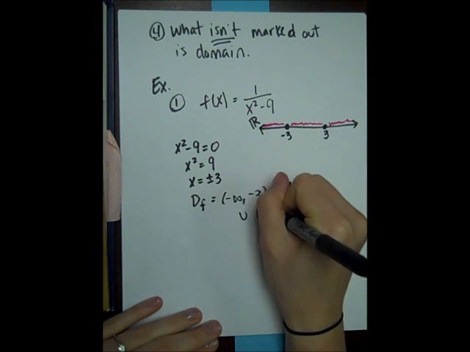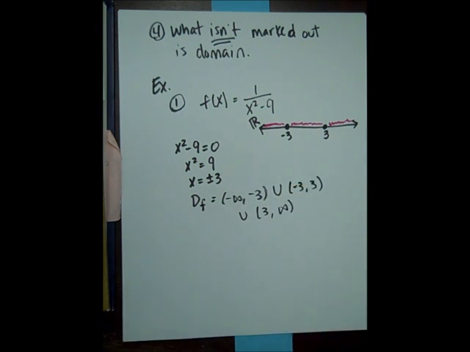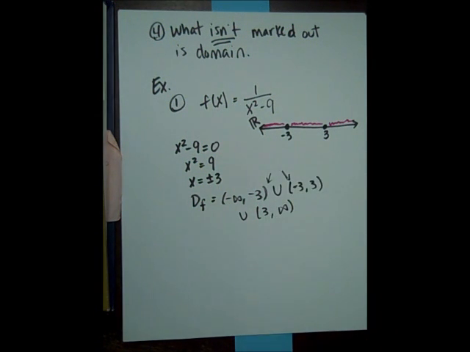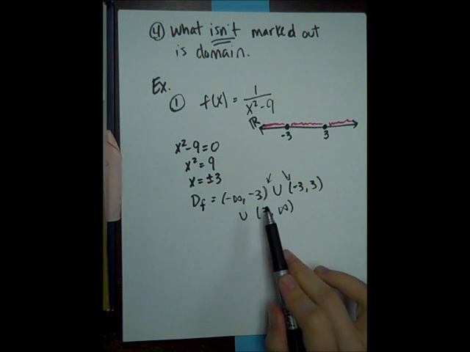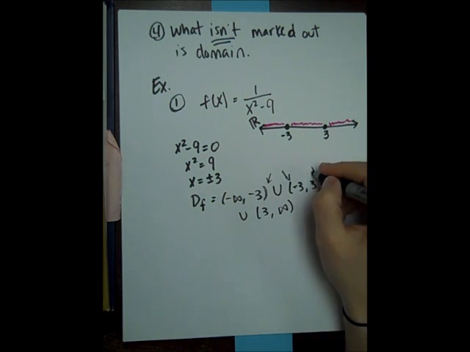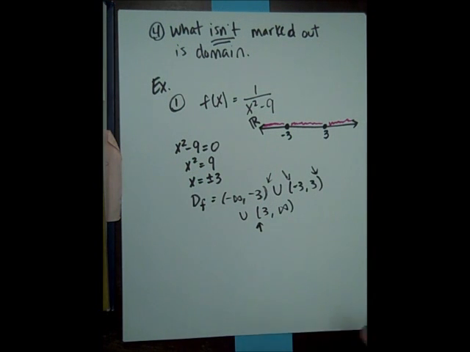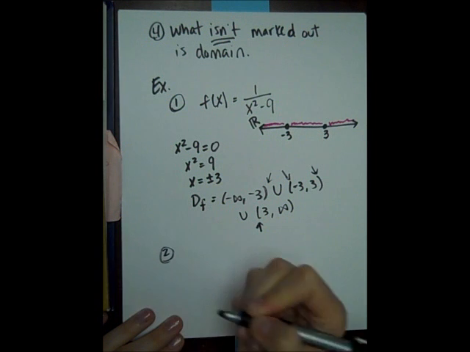And then I have my third piece, 3 to infinity. One thing I do want to note, I'm using parentheses because I do not include negative 3 or 3. So all of these are parentheses because I marked out negative 3 and 3. I don't want to include those in my domain.